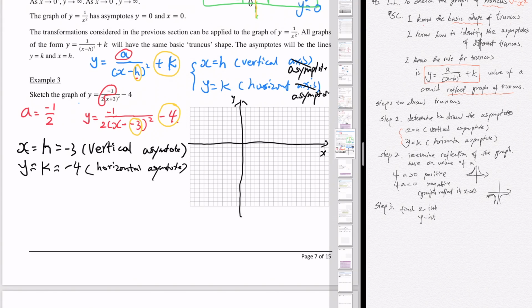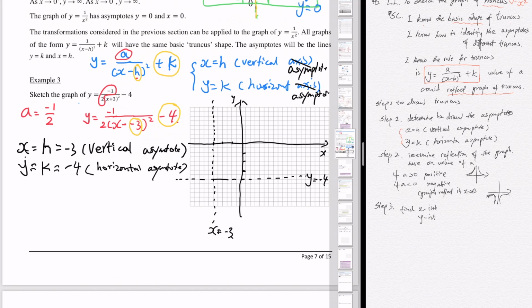So x and y. Okay, so now I know x is equal to -3. So 1, 2, 3. X is equal to -3. Vertical asymptote. And label it. X is equal to -3. Alright, and also horizontal asymptote. Y equal to -4. So 1, 2, 3, 4. That's y equal to -4. Okay, so this is your second successful criteria, how you identify the vertical and horizontal asymptote.